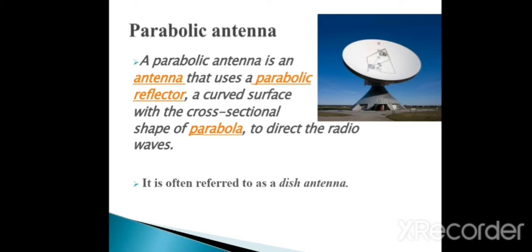Here it is the curved surface. What we discussed previously was the flat sheet and the corner. Now we are going to talk about the curved surface. So this is the curved or parabolic reflector, whose cross section is the shape of a parabola, to direct the radio waves. It is often referred to as a dish antenna. Just now I told you these dish antennas are used in general in all cable TV networks.